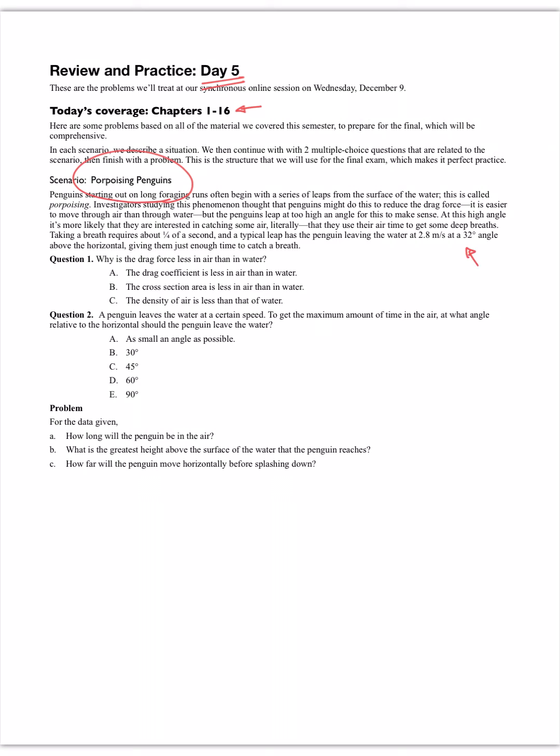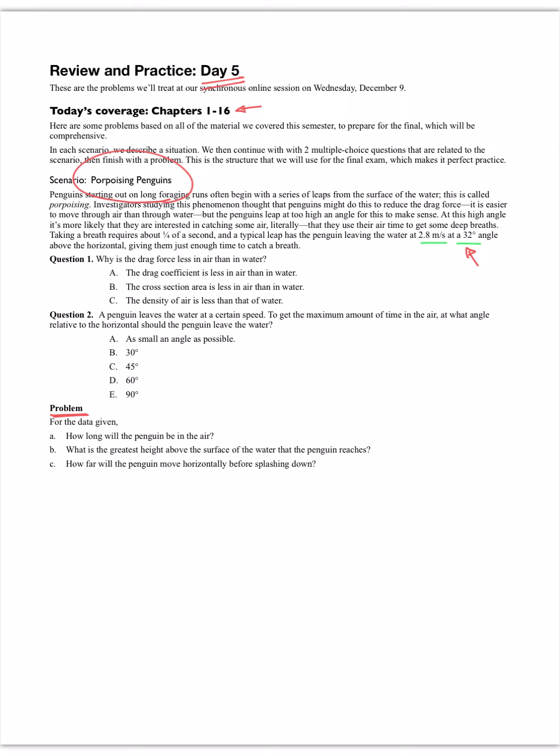But fundamentally what we're doing is we're analyzing one of the leaps that a porpoise does. And they leap from the water at 2.8 meters per second at a 32-degree angle. And we want to analyze that leap. And I'm going to do the problem first. There's no rule that says I have to answer the questions first. So I'm going to go ahead and take a look at the problem.